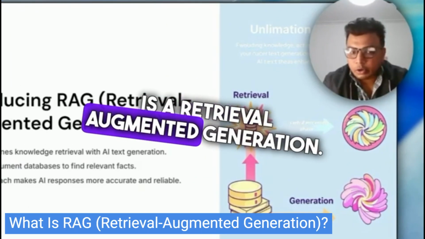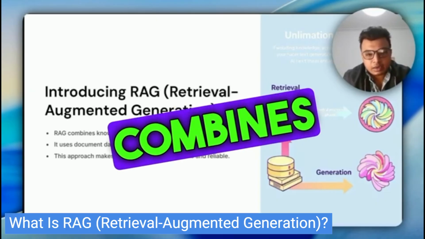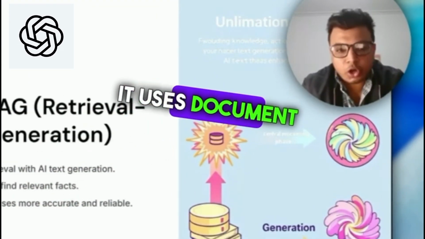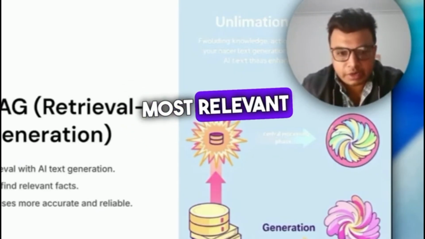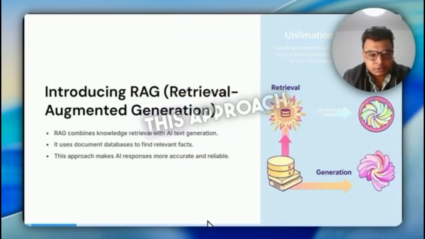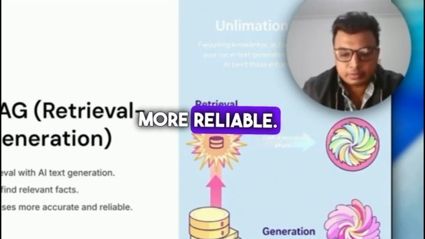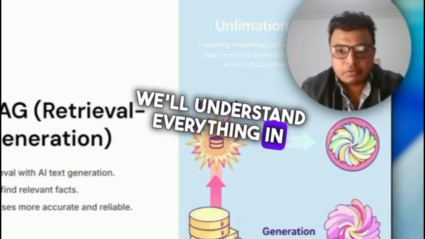So RAG is Retrieval Augmented Generation. Basically, RAG combines knowledge retrieval with AI text generation. It uses a document database to find the most relevant facts from the database. This approach makes AI responses more accurate and more reliable. We'll understand everything in very deep.